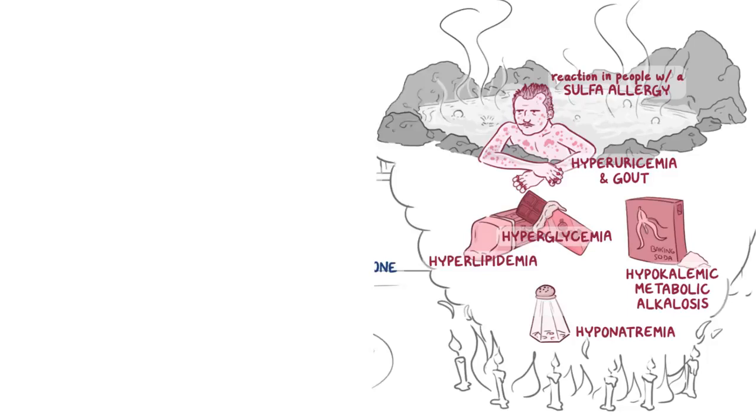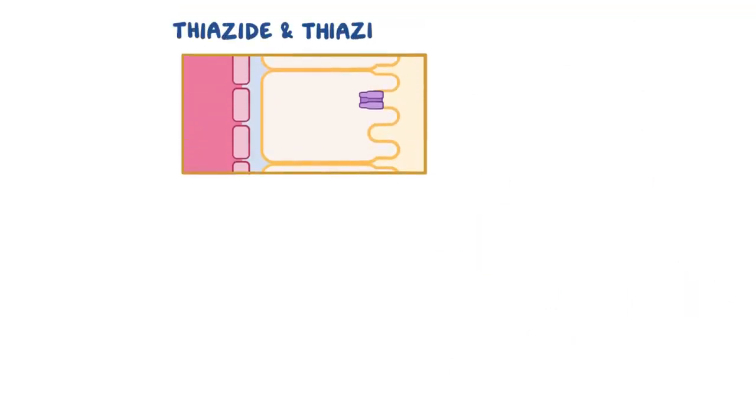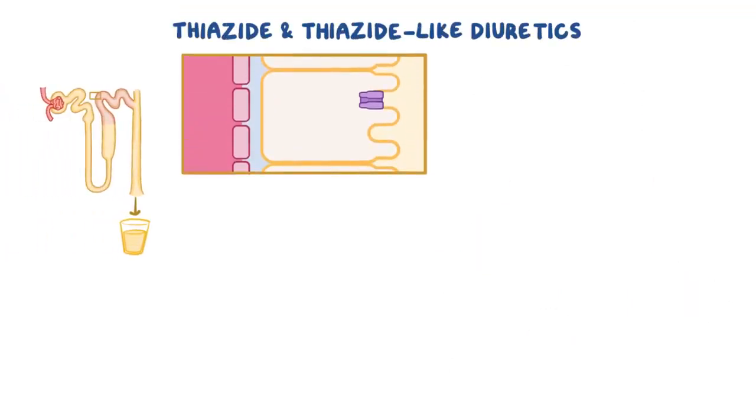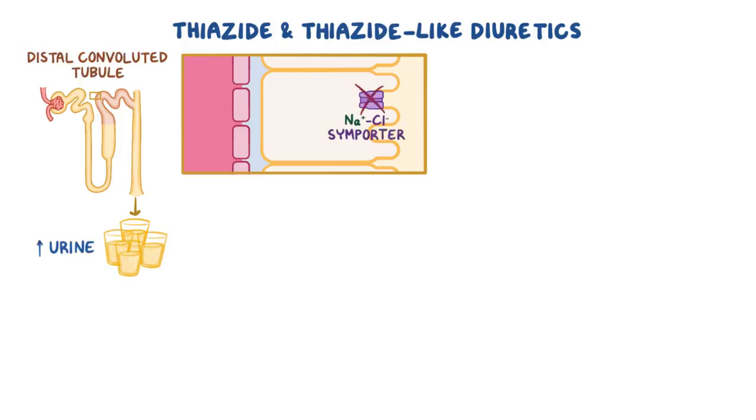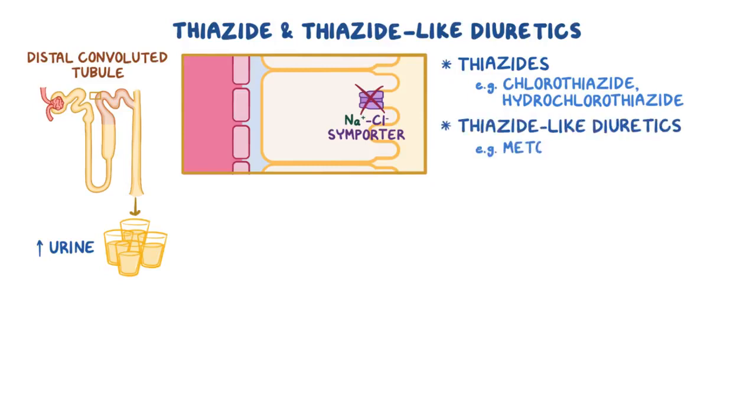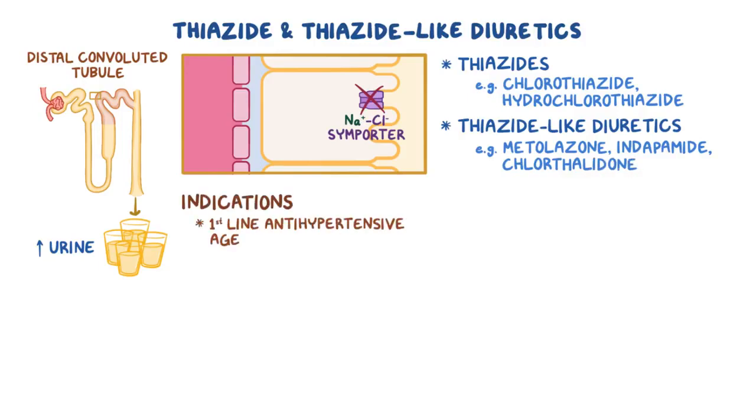Alright, as a quick recap. Thiazide and thiazide-like diuretics are medications that block the sodium chloride symporter in the distal convoluted tubule in order to increase urine output. The most commonly used thiazides are chlorothiazide and hydrochlorothiazide, and the most commonly used thiazide-like diuretics are metolazone, indapamide, and chlorthalidone.